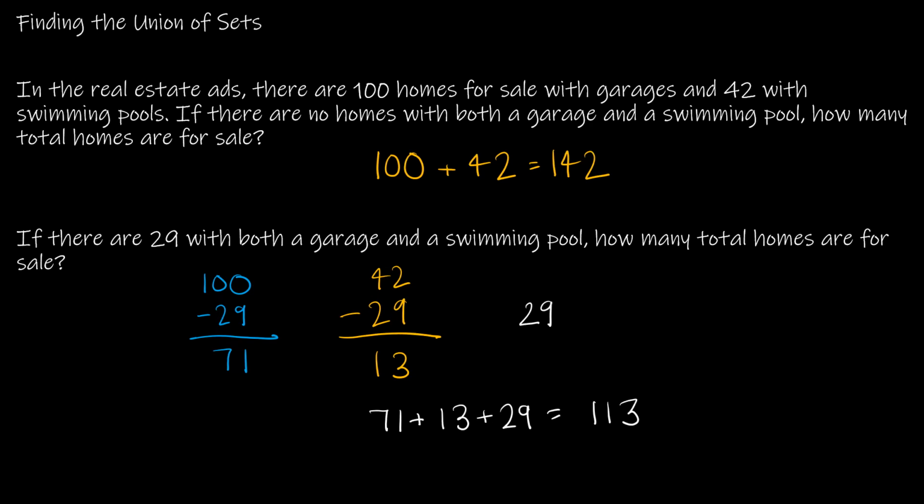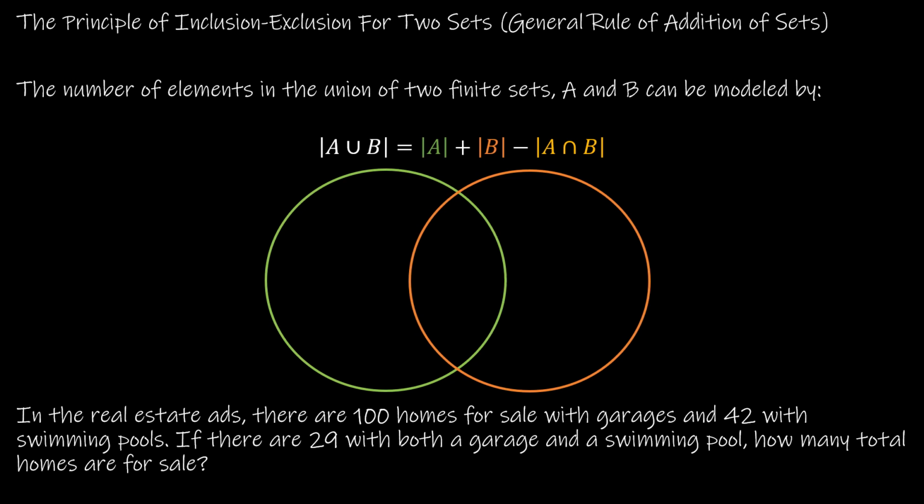Now, it doesn't make sense for us to have to do it that way every time, especially if you have, say, 3 sets or 4 sets or 5 sets. So what we want to do is start to generalize a formula that we can use. So we're going to start by taking a look at the principle of inclusion-exclusion for 2 sets, which quite often in textbooks will be called the general rule of addition.